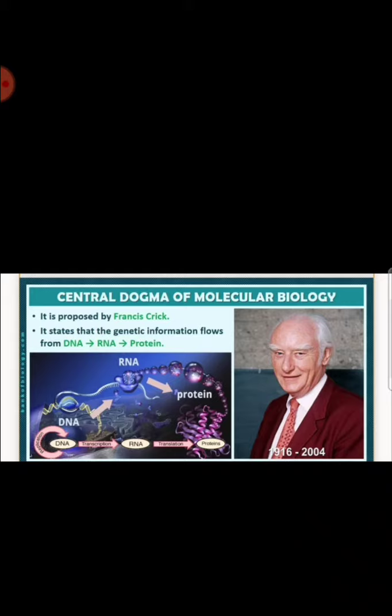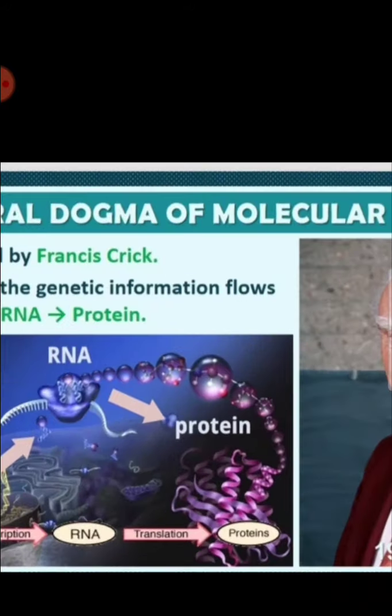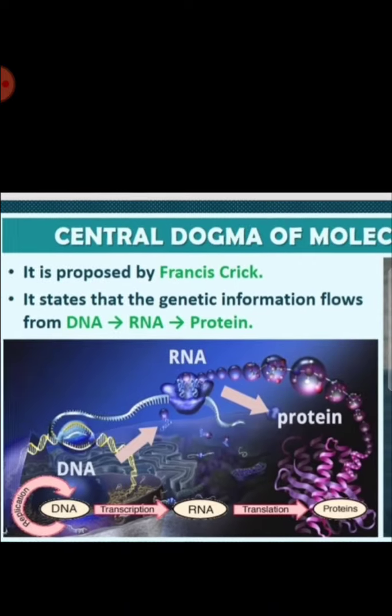It is proposed by Francis Crick. You have heard this name already before, Watson and Crick, right? So Francis Crick proposed this central dogma of molecular biology. It states that the genetic information flows from DNA to RNA, then to protein. The DNA undergoes replication, because replication is the property of any genetic material. It should be able to form its replica.